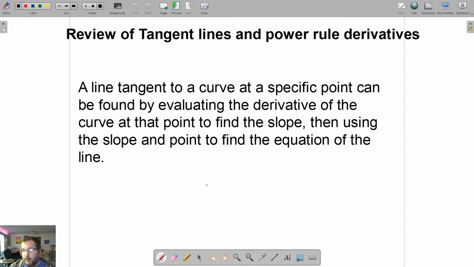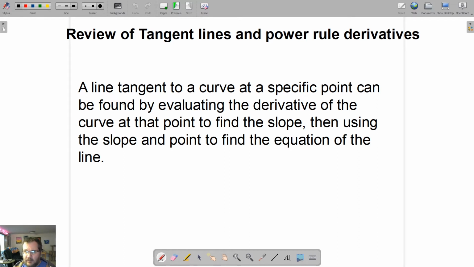Okay, welcome back everybody. So we're continuing with our review here. We're going to talk about finding the equation of a tangent line given a curve and power rule derivatives. The power rule derivatives are going to get a little messy because I know you guys don't like it when they're fractional exponents, but we'll get to it.